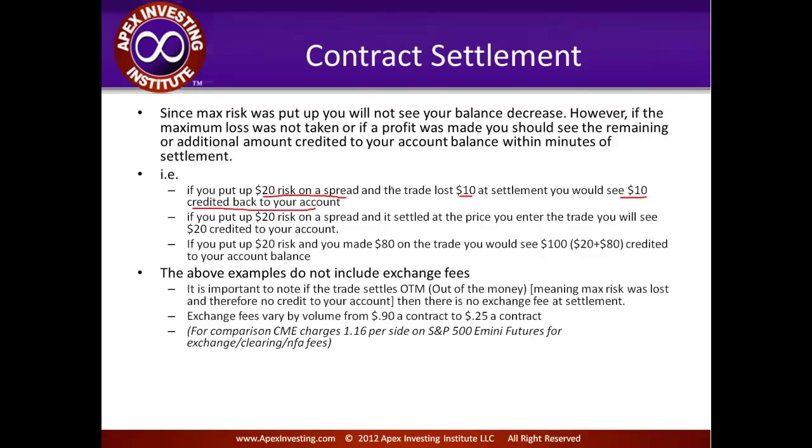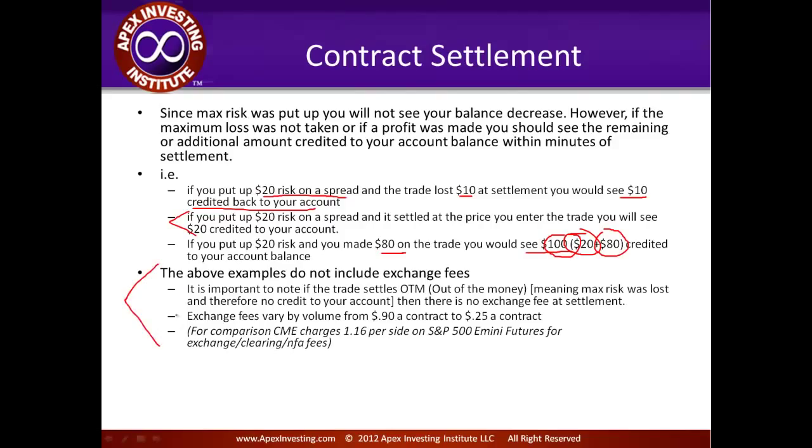Because you put up 20, you got 10 back, so you lost $10. If you put up $20 and the payout amount was $20, you didn't make anything, you broke even on the trade, okay? And if you put up a $20 risk and you made, let's say, $80 on the trade, you'd actually see a payout of $100. $20 of the risk plus the $80 profit. So you see a $100 credit go right back into your account.